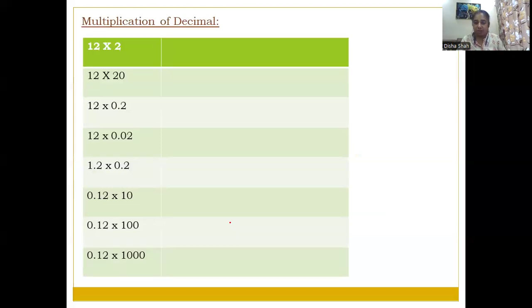Next, this is very, very important. Multiplication in case of decimal. First is 12 into 2. We all know the value, that its value is 24. Next, 12 into 20. So what we will do? We will write 12 into 2, 24. And here there is 1 0. So here also we will write 1 0. So answer is 240. Now 12 into 0.2.